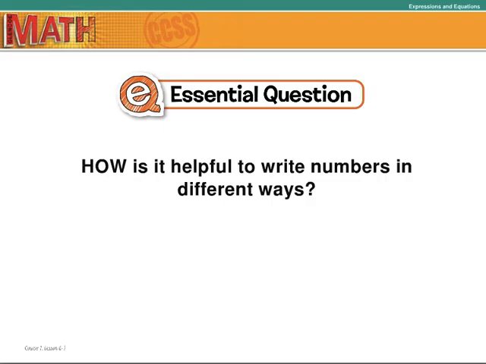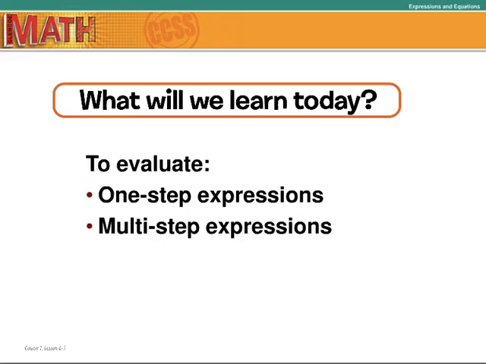Okay, our essential question today. How is it helpful to write numbers in different ways? Like with exponents and stuff like we've been talking about. Okay, today we're going to talk about one-step expressions and multi-step expressions. Expressions do not necessarily have equation or equal signs in them. If it has an equal sign or a greater than less than sign, it's called an equation.